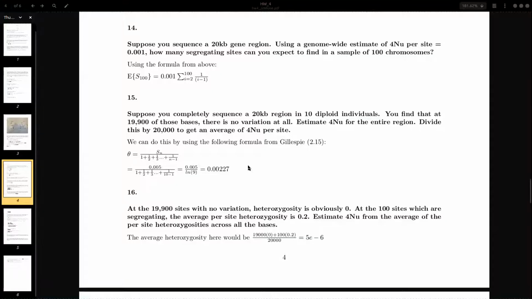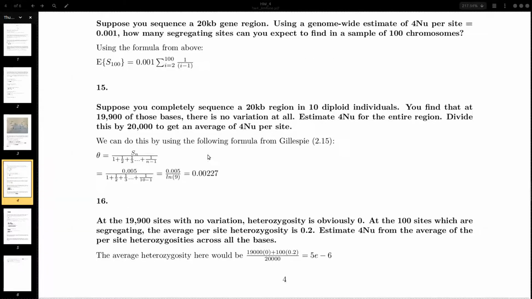So I don't think I did it the right way, but we can see. So the question was saying you have a 20 kb region, 10 diploid individuals. You find that at 19,900 of those bases, there's no variation. Estimate the theta for the entire region and then divide it by 27,000. So I didn't quite get to the end part because I've just fixed this after what you were telling us a second ago. But I tried to use this formula from the book, which is saying theta is equal to number of segregating sites over this mess.